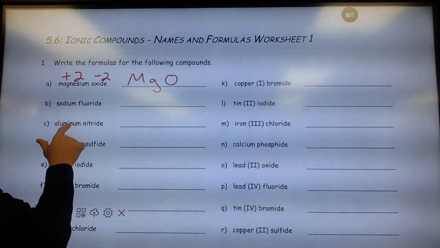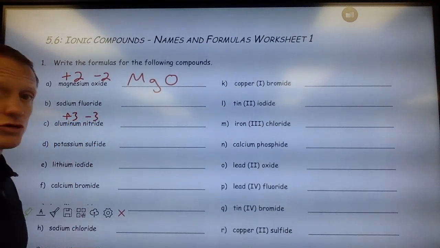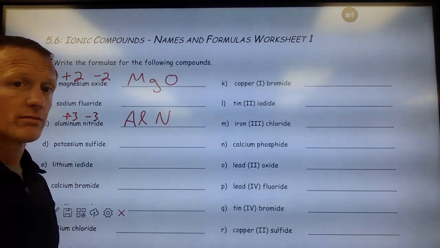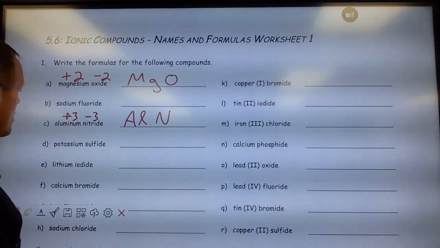I'm going to skip around here a little bit. Aluminum nitride. Aluminum is a +3. Nitrogen's a -3. So whenever the charges are equal, you just need 1 of each thing. 1 aluminum reacts with 1 nitrogen to make aluminum nitride.